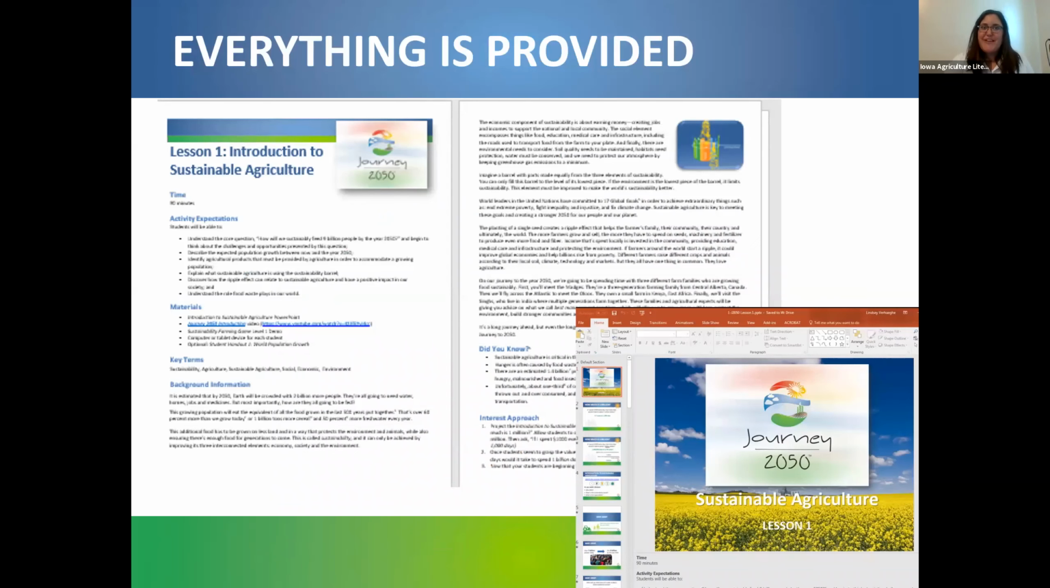So in Journey 2050, now you're probably thinking, oh, this is interesting, but how do I get started? There seems like there's a lot of pieces to it. Well, there are, but everything is provided. So each lesson is laid out like you see on the screen here. It gives you step-by-step instructions, sometimes even a script that you would read if you feel like you need it, or just read through it and then ad-lib how you do that interest approach and engagement piece.